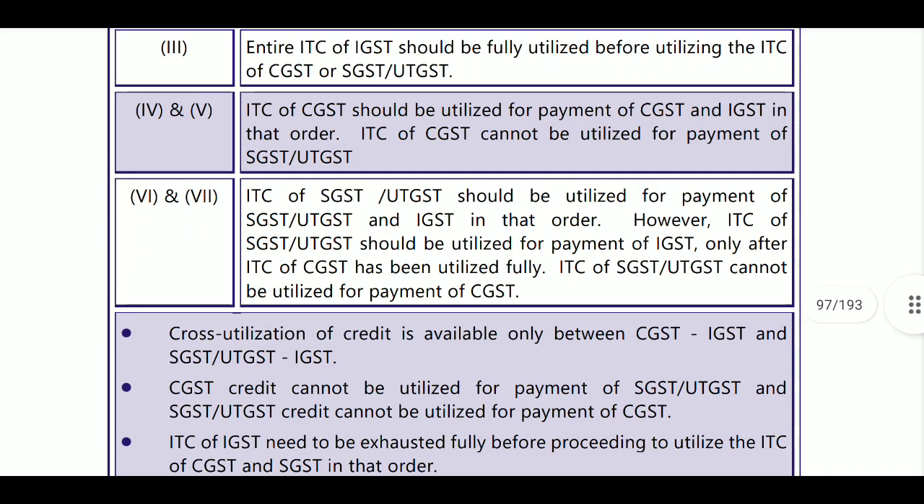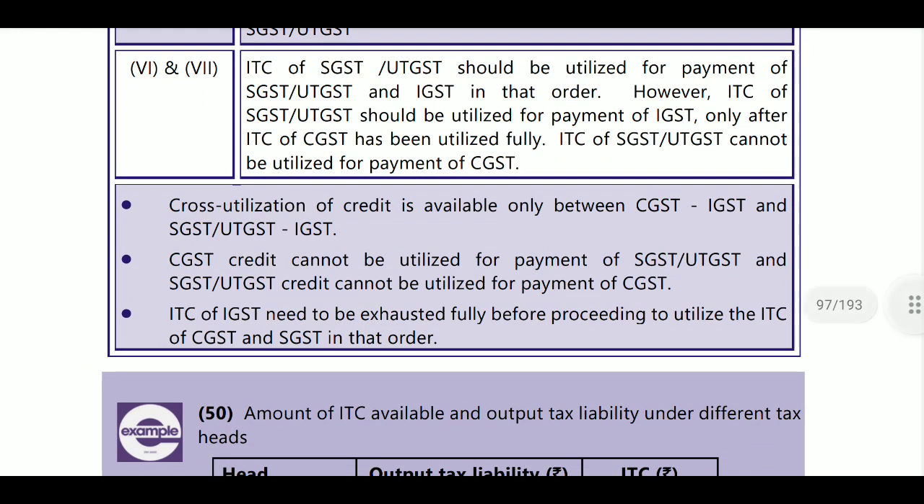Next, ITC of SGST, UTGST should be utilized for payment of first SGST, UTGST and then IGST, in that order. However, ITC of SGST, UTGST should be utilized for payment of IGST only after ITC of CGST has been utilized fully. Next, it cannot be utilized for payment of CGST. Cross utilization is available only between CGST and IGST, and SGST, UTGST and IGST. The cross utilization is not available between CGST and SGST.